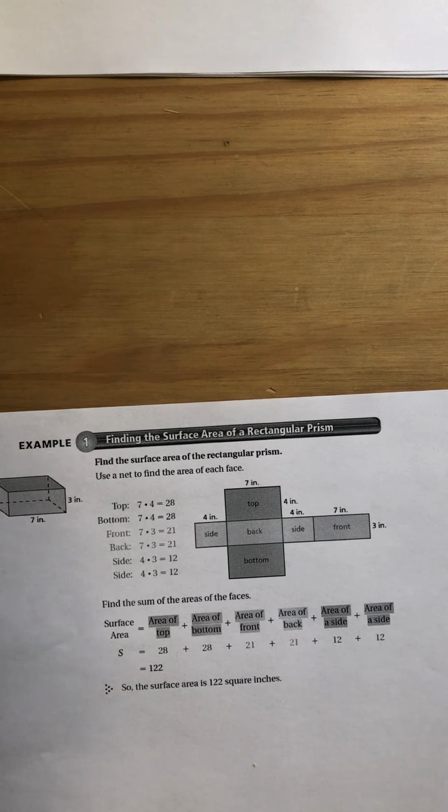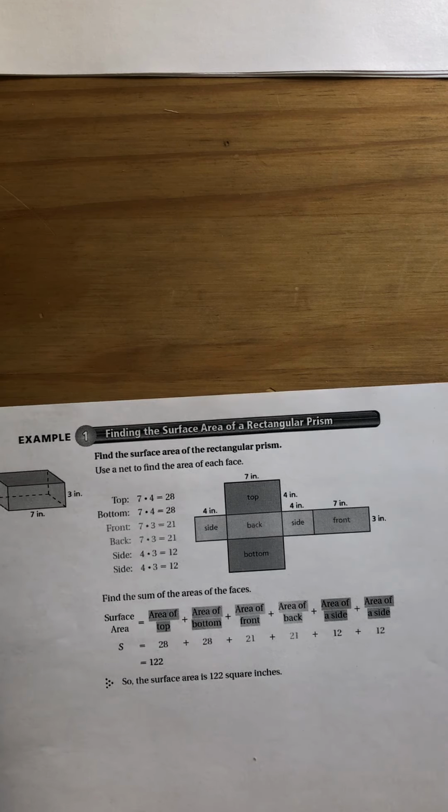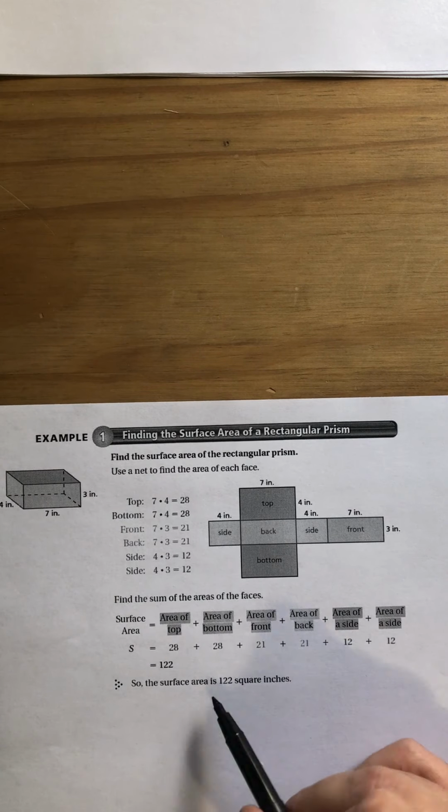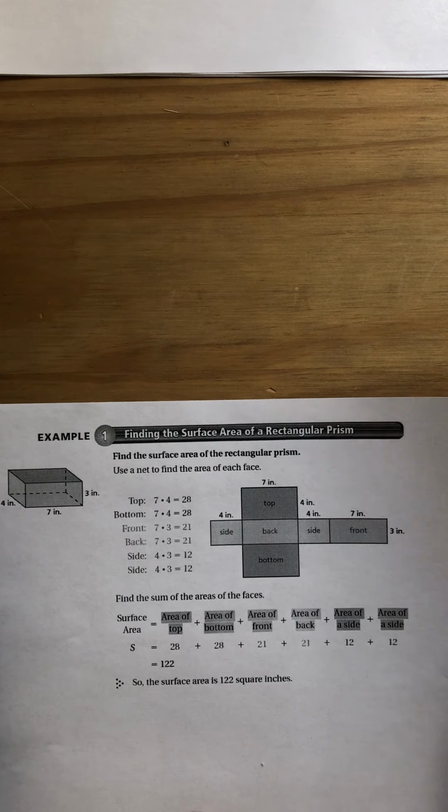One of the main things to watch for whenever you find surface area is to consider how many faces there are and make sure you have that many areas. A common mistake students make when making their nets is they skip the lid. They forget the top part of their figure, and as a result, they don't have the full figure. So you can see when you add it all up, you get your 122 square inches, and that was done for you.